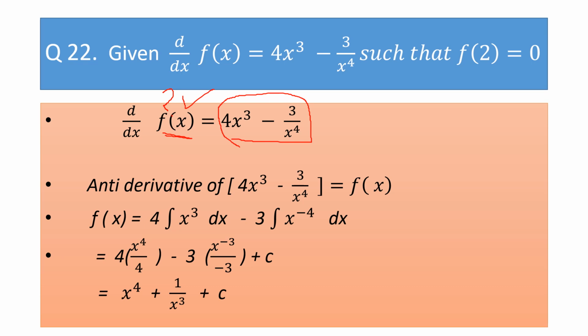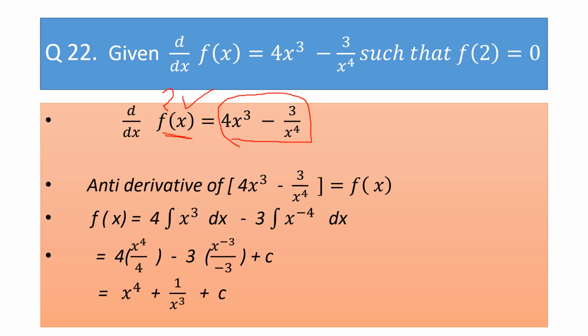So the antiderivative of 4x cube minus 3 upon x power 4 is equal to f of x, which we have to answer. So f of x is equal to 4 integration of x power 3 dx minus 3 integration of x power minus 4 dx. Okay. Now, this 4 will get copied here as it is. What is integration of x power 3? It is x power 4 upon 4. Minus 3 as it is. Integration of x power minus 4 is x power minus 4 plus 1 upon minus 4 plus 1. So this is x power minus 3 upon minus 3 plus c.